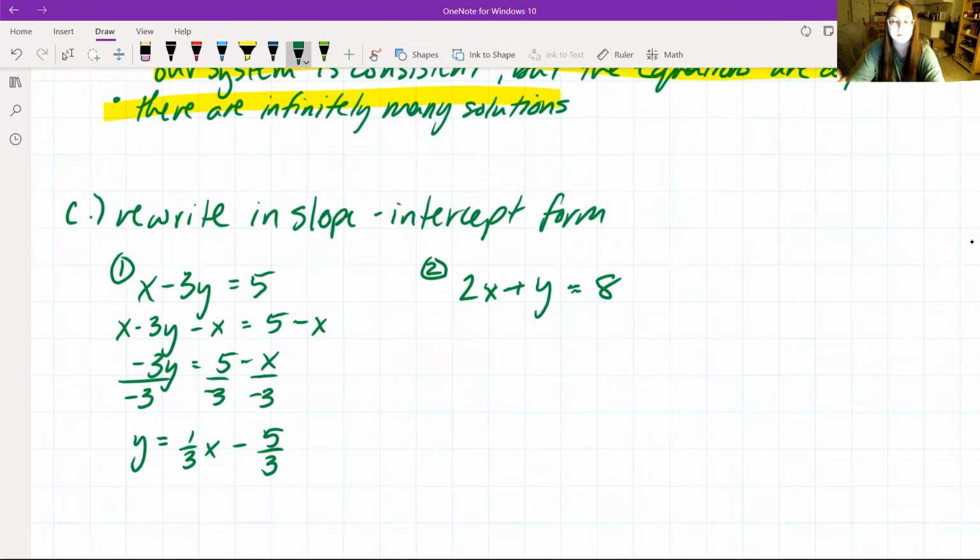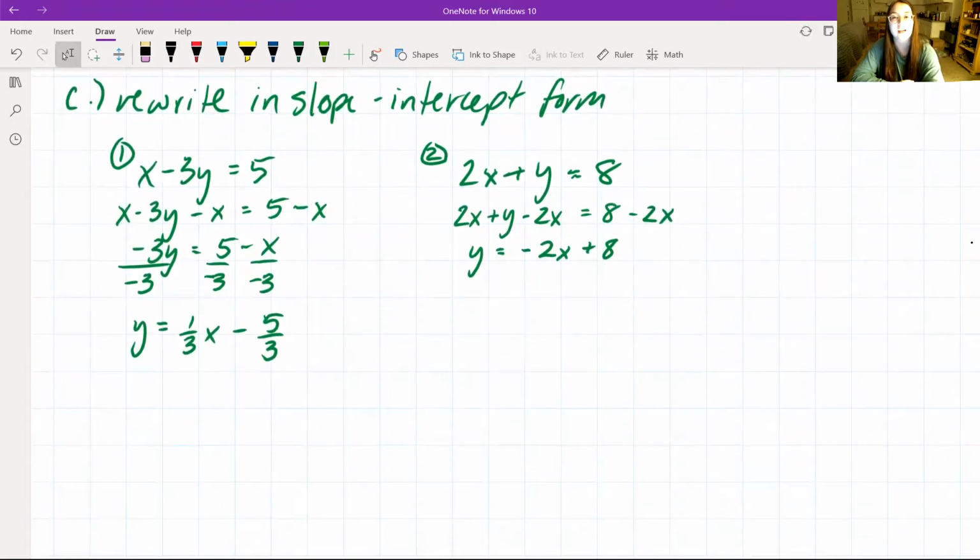And then equation 2, we want to do the same thing. We'll subtract 2x from both sides to get 2x plus y minus 2x is equal to 8 minus 2x. Then all we have left is a positive 1y on our left-hand side, which is equal to negative 2x plus 8. So we see here in this problem that our slopes are different, and our equations are also different. So this would be the case where we just had one solution.